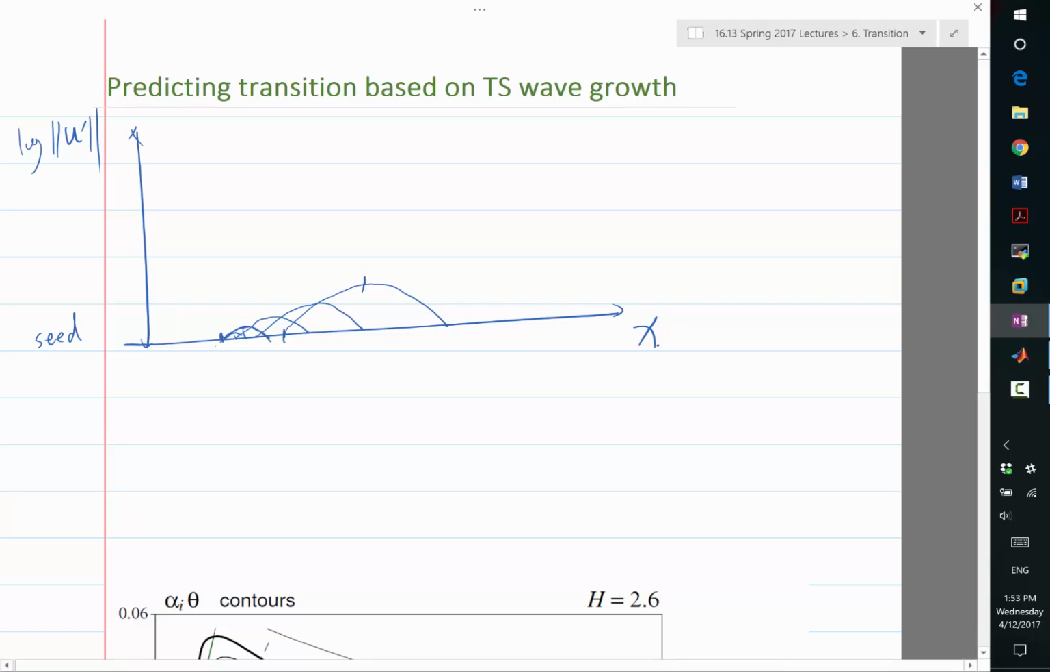Actually, if I draw this better, all these lines should start with a zero rate of growth, so they should all be tangent like that. For each subsequent lower frequency, usually you see a wider range of growth.